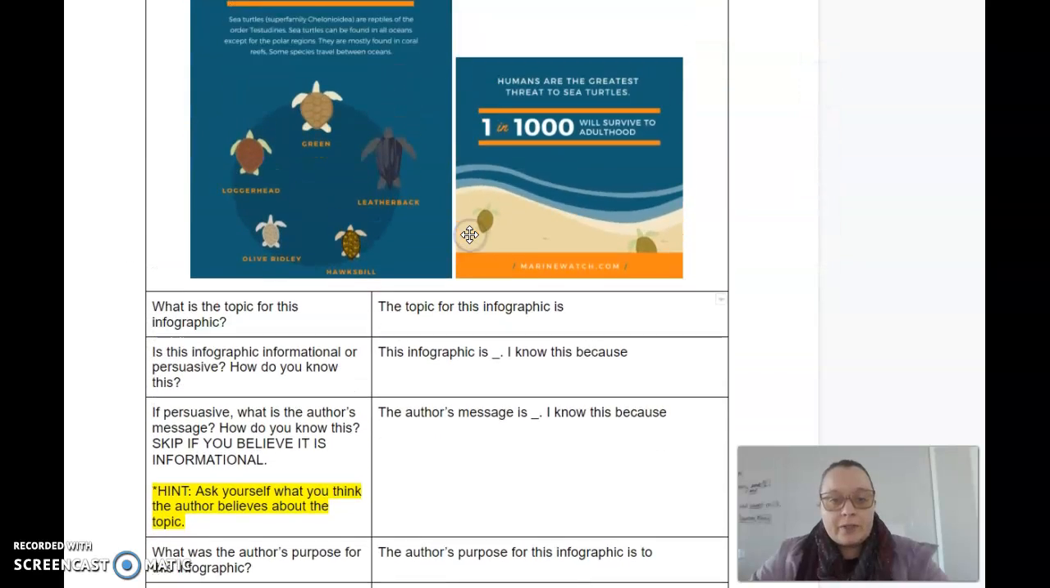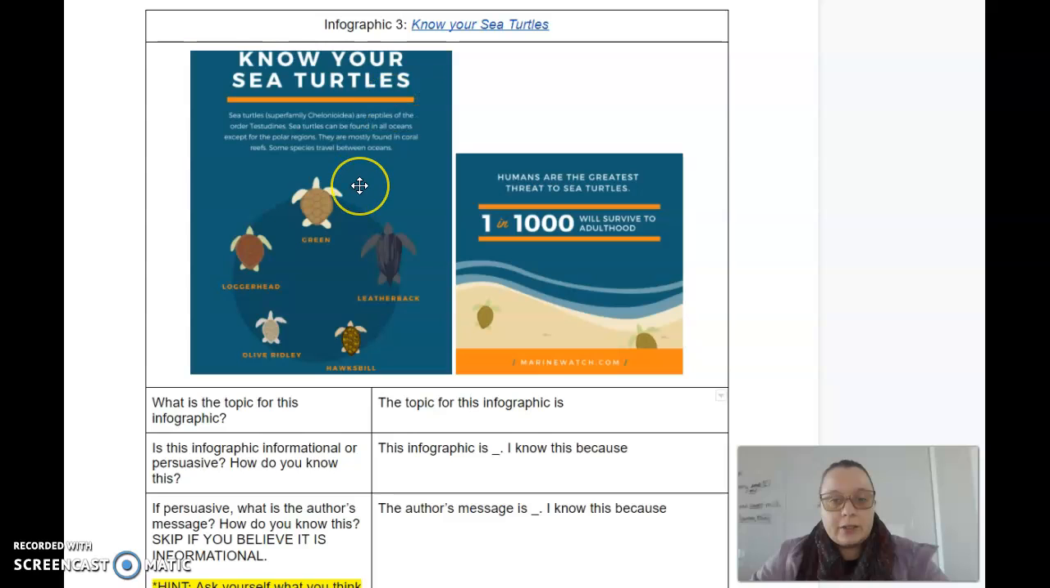Okay, so the infographic we're looking at right now is Know Your Sea Turtles. So we see here, Know Your Sea Turtles is the title. It says Sea Turtles, superfamily Chelonidae are reptiles of the order Testudines. Sea turtles can be found in all oceans except for the polar regions. They are mostly found in coral reefs. Some species travel between oceans. And we've got a graphic here of different types of sea turtles: green, leatherback, hawksbill, olive ridley, and a loggerhead.